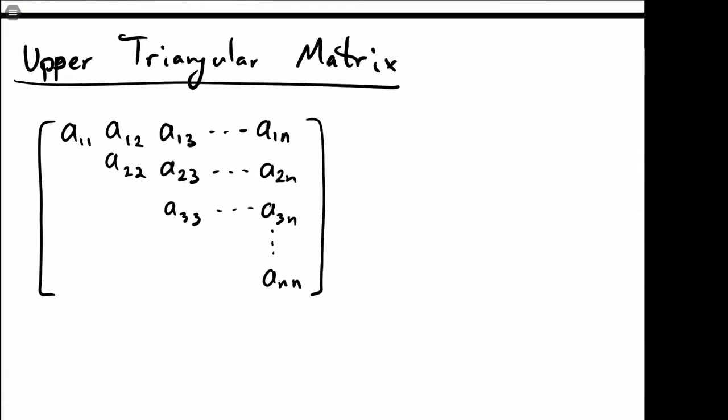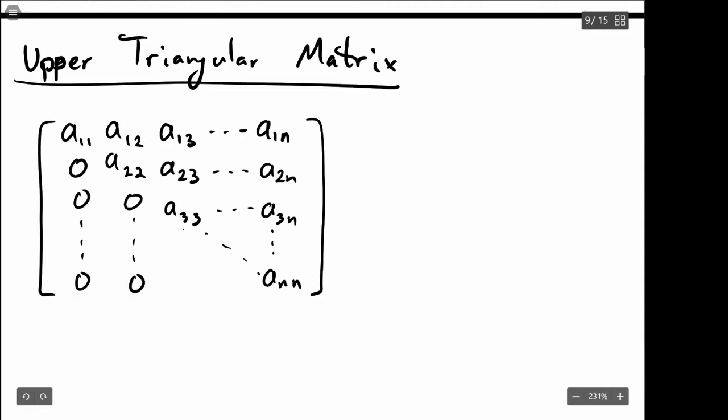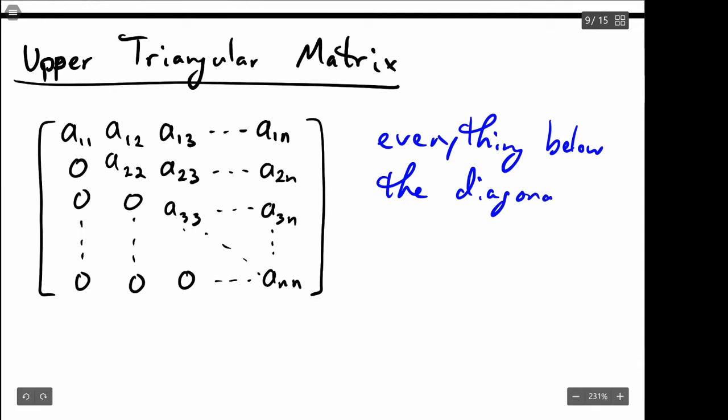It has all these entries here. We have the main diagonal and all this stuff above the diagonal, but on this lower half, it's all zeros. So everything below the diagonal is a zero. One way you can look at it is if the row number is bigger than the column number for the entry, then that entry is going to be zero.